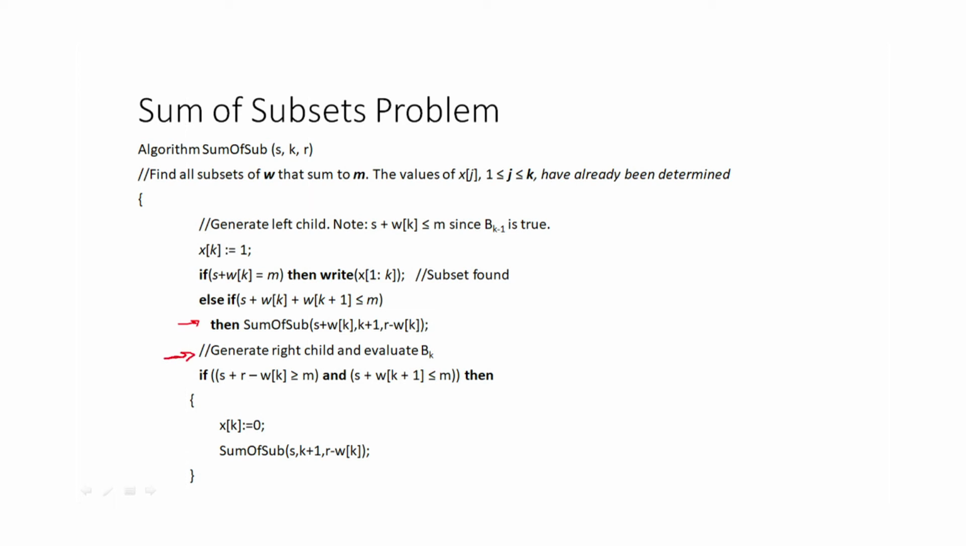Similarly, we also have to consider the fact that the next weight may or may not be considered, or the value of xi for wi may be 0 as well. Okay, so we'll evaluate the bounding condition, the first case in fact of the bounding condition.